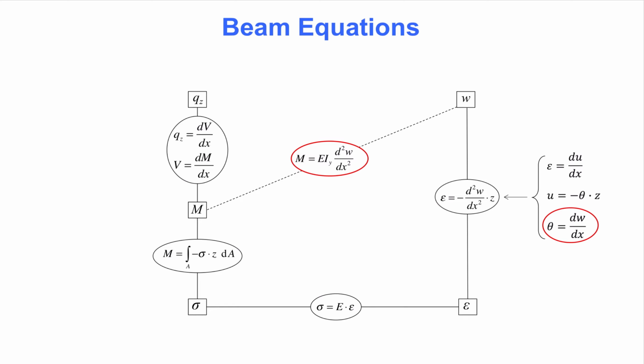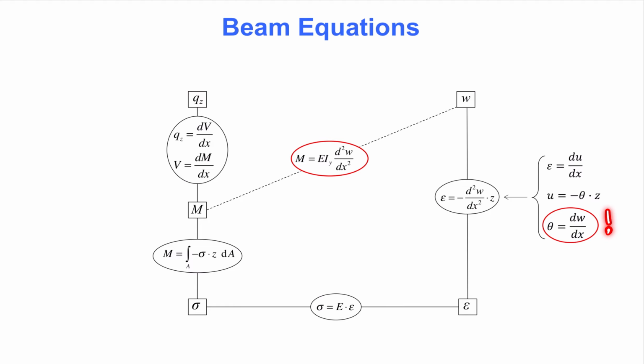We need to pick up one more thing from this slide, and that ingredient appears on the right-hand side. Here, the three equations that together form the kinematic compatibility equation in Euler-Bernoulli beam theory are spelled out. The one we are particularly interested in is circled in red. It says that the rotation at a point along the beam equals the derivative of the displacement.